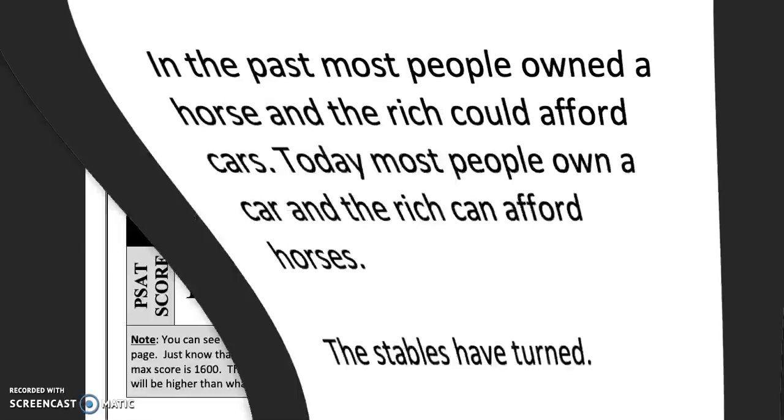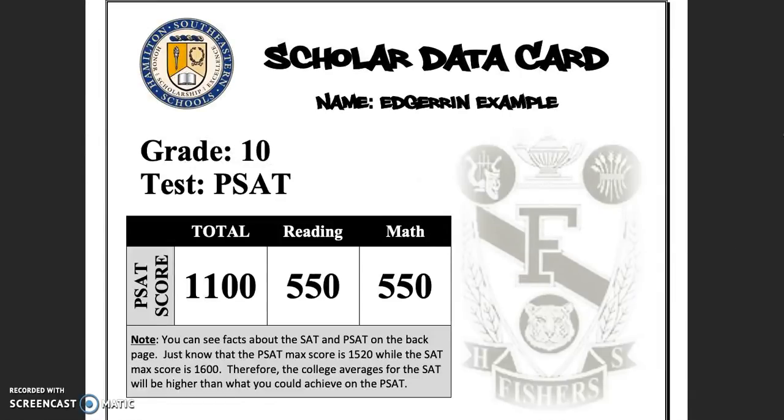Let's begin. So sophomore class, you should see a data card that looks like this. You should have your name at the top. This is Edger, an example. 10th grade PSAT, and you should see your total score on the PSAT, reading score plus the math score. That's the front of the card. There's a little note for you to read on your own about the difference between PSAT and SAT scoring.